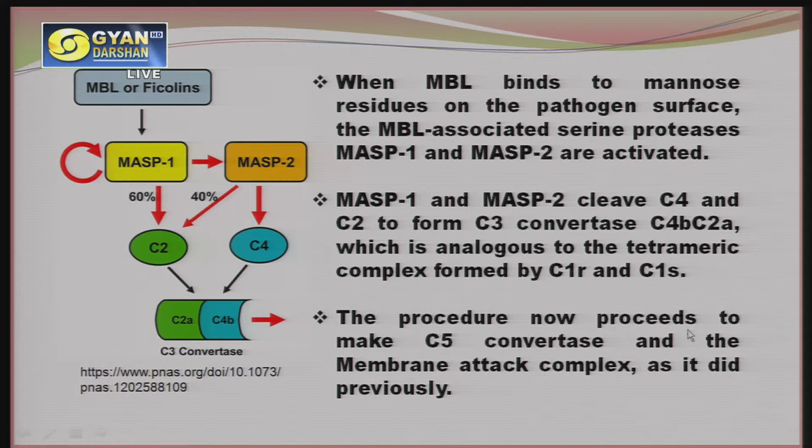The procedure now proceeds to make C5 convertase and finally the MAC, the membrane attack complex, as discussed previously. There are three pathways involved in the complement system, and ultimately they can kill the pathogens by attacking the membranes, by the opsonization process, and by various other mechanisms.